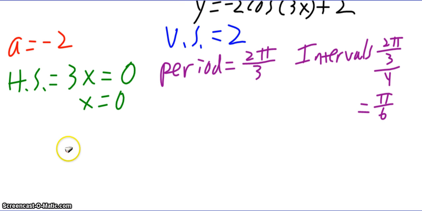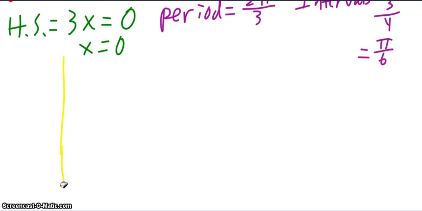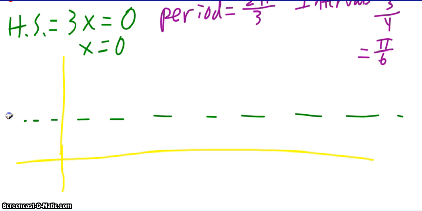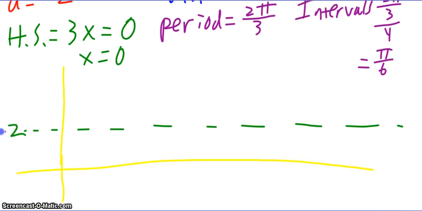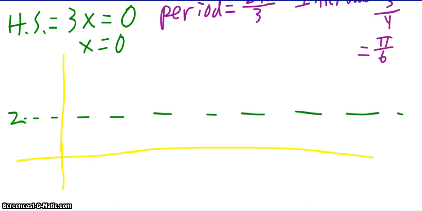I'm going to draw my axis. I had a positive vertical shift of up 2. So let's say that this is at 2. I had an A value of -2, so I'm going to go up and down. Let's call this 4, and then that's 0 obviously. And we're starting at an x value of 0 and then going up by pi 6.